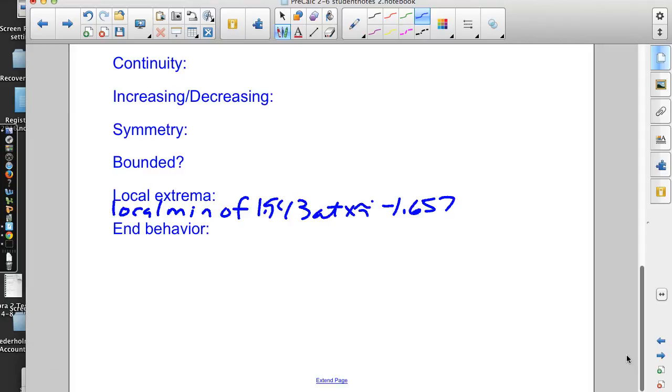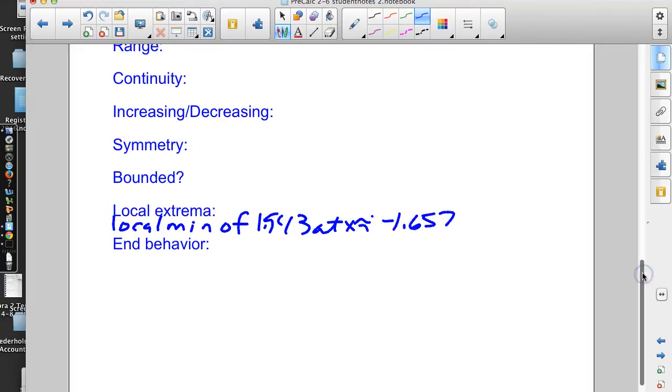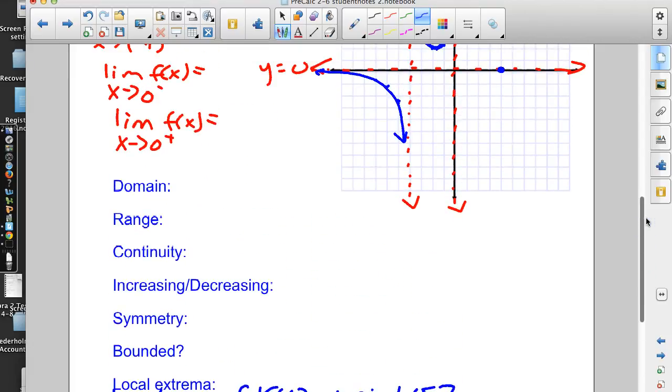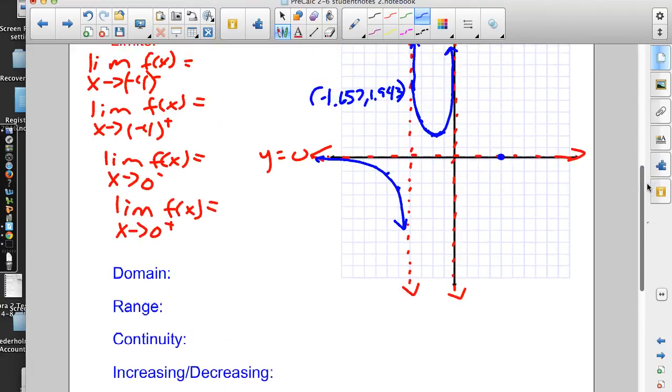All right, back to the graph. You mean 9? 1.657, 1.943. I heard you say 1.5. Oh, okay. No, I've already moved twice today. I'd be watching for me too. All right, there we go.